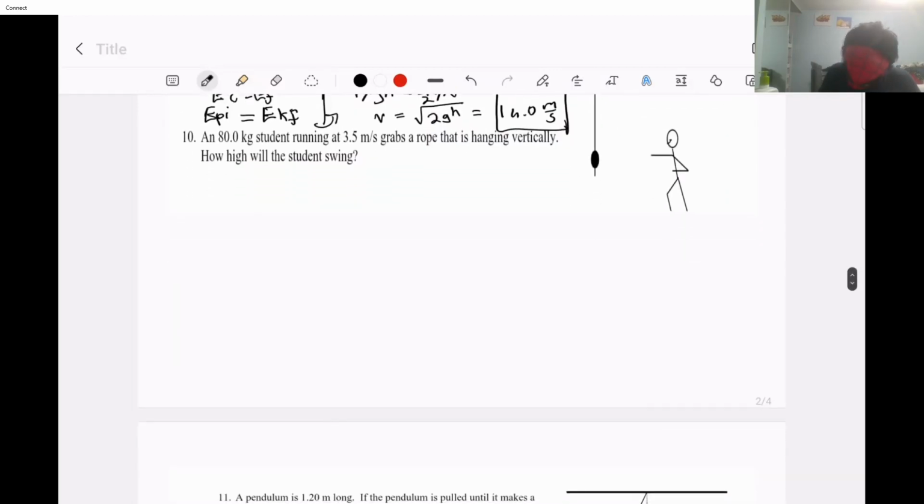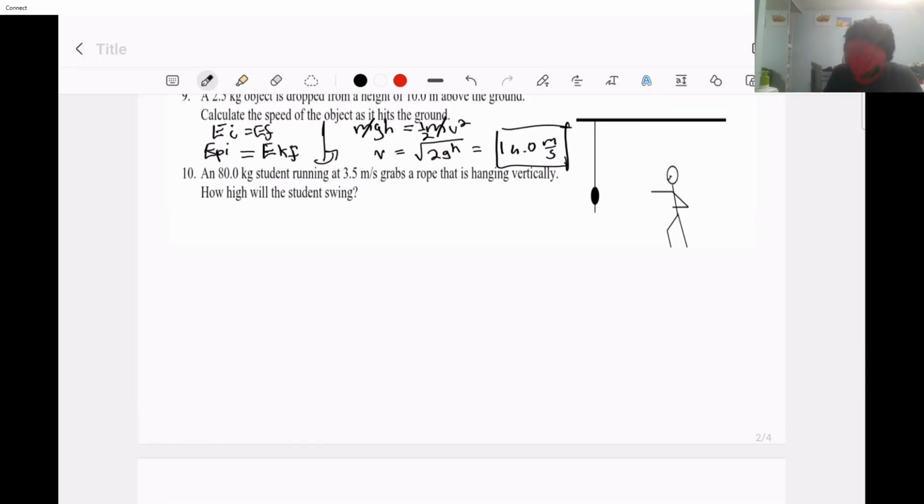Okay, now question 10. An 80 kg student running at 3.5 meters per second grabs a rope that is hanging vertically. How high will the student swing? Okay, this is really interesting. So E initial equals E final. Initially they have kinetic energy at the start, and no gravitational potential energy at the start, but there's gravitational potential energy towards the end. So it's 1/2 mv squared plus gravitational potential energy, which is 0. Towards the end there's mgh plus the kinetic energy 1/2 mv squared.